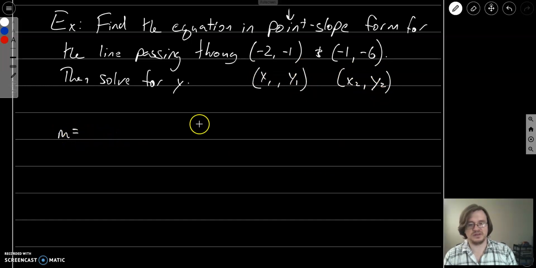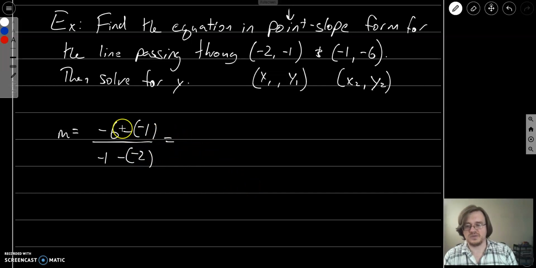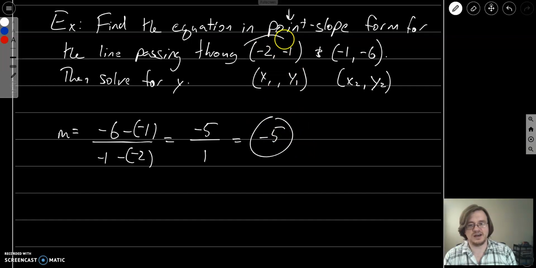So when we calculate slope, it's going to be the difference of the y values, the rise. So I'll take negative 6 minus negative 1, y2 minus y1, over x2 minus x1. And when we do this, we'll get negative 6 plus 1 after those cancel out. So we'll get negative 5. And we'll have negative 1 minus a negative 2, so that becomes plus 2, so this is going to be 5. So our slope is going to be negative 5. So now I have my slope and a point, and I can plug this into my formula.